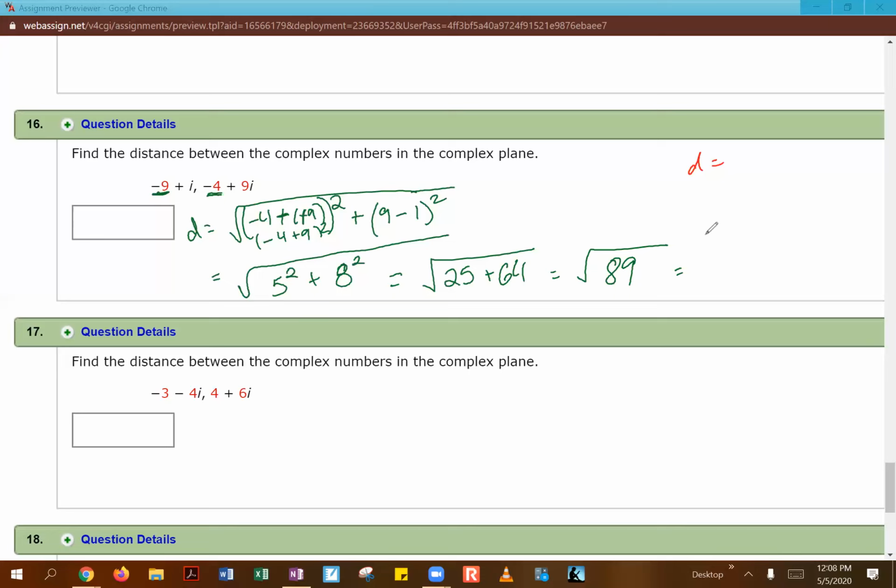Yeah, because I don't remember, but 89, I have a feeling might be a prime number. So you may not be able to break this down anymore. But yeah, there you go. So you will end up getting square root of 89 as your distance. Cool, let's try the next one. Yeah, sure. Let's go ahead and clear this out.